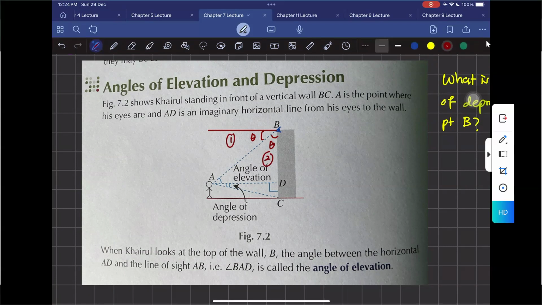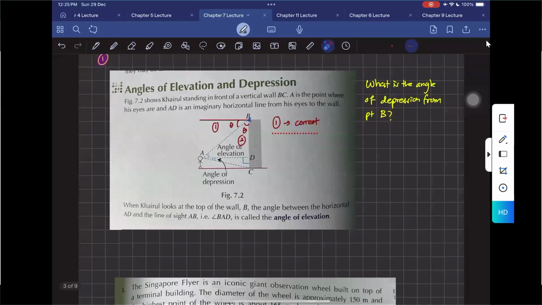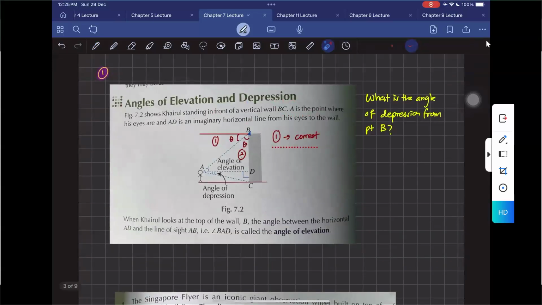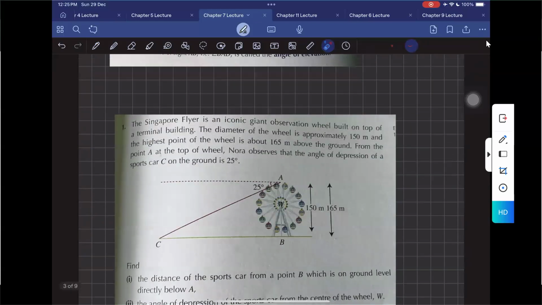Okay, if you chose option one, you are correct. Remember what I said earlier? Your angle has to be between your line of sight and the horizontal plane. So this is the line of sight and this is the horizontal plane, so this is the angle. Your option two is wrong because this is your vertical plane, not your horizontal plane, hence it is the wrong answer. So these are two simple concepts, just be familiar with what these terms are. Okay, now let's get started.